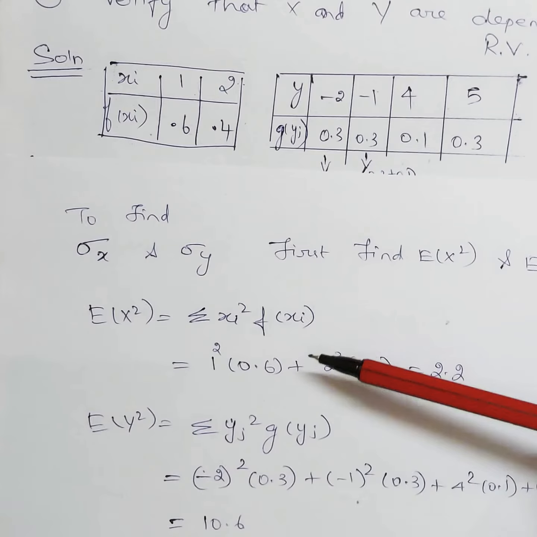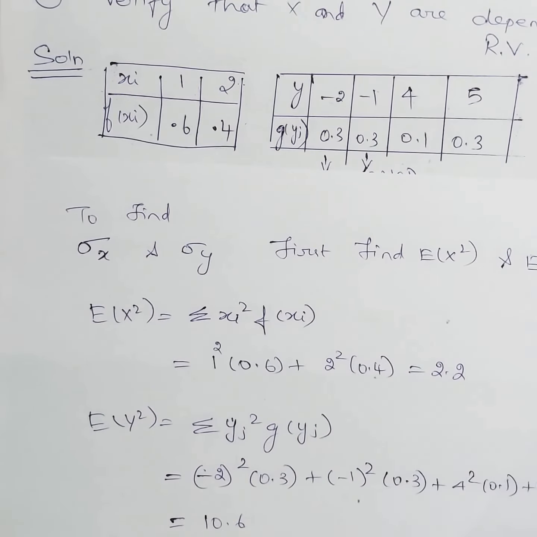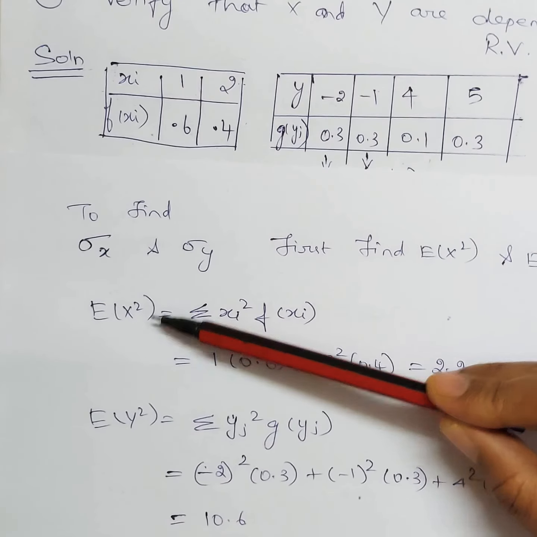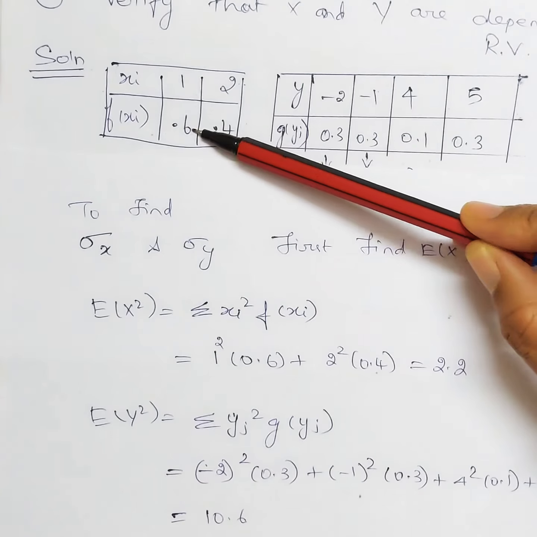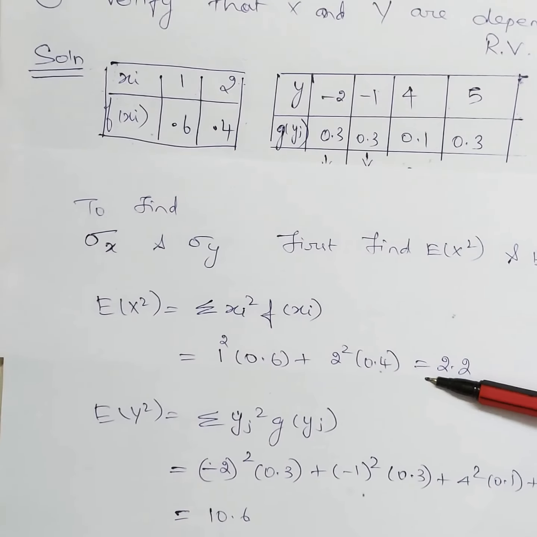So to find sigma x square and sigma y square, first we have to find expectation of x square. Correct? So expectation of x square, how we have to do? That is 1 square into 0.6 plus 2 square into 0.4. That is what I have written. When you simplify this, you will get 2.2.